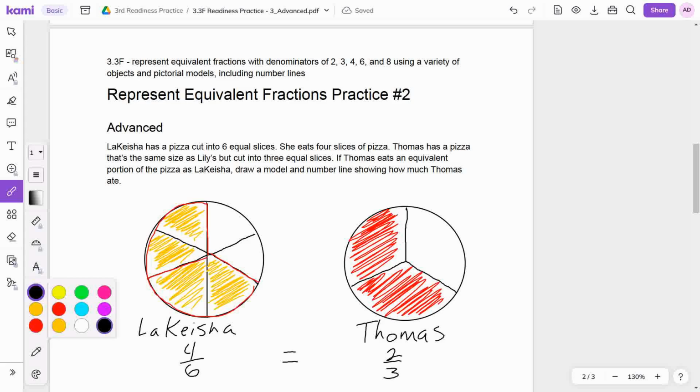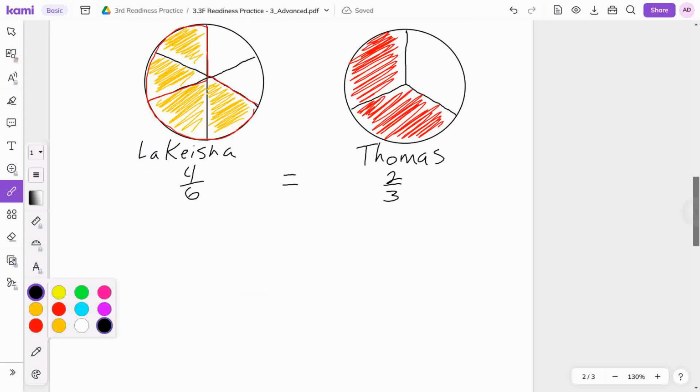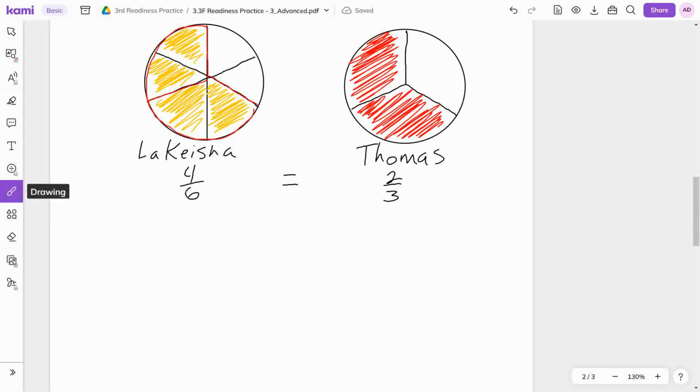Now, if I wanted to do this on a number line, we could do the same thing. We could say, here's 0, here is my 1 whole. Now I'm going to start with Lakeisha. I'm going to break it up into sixths.